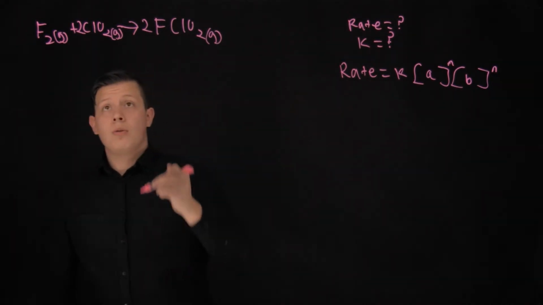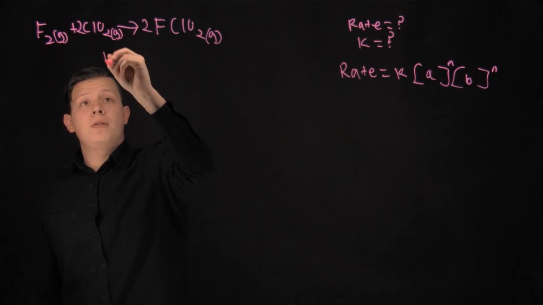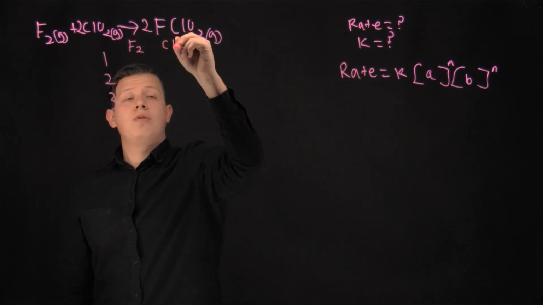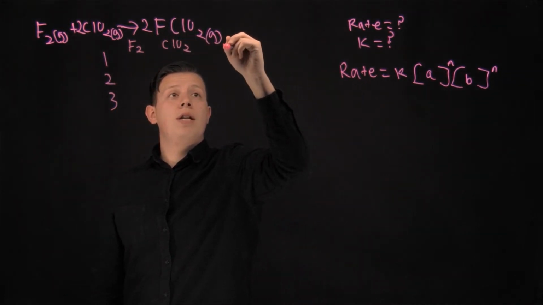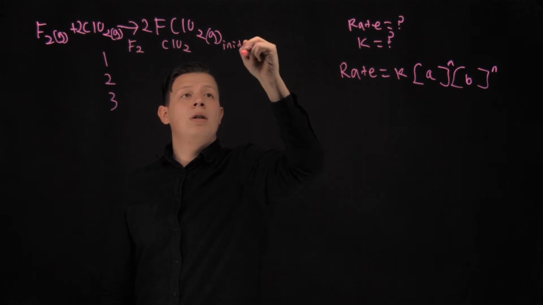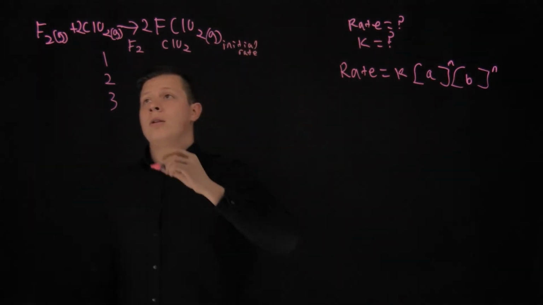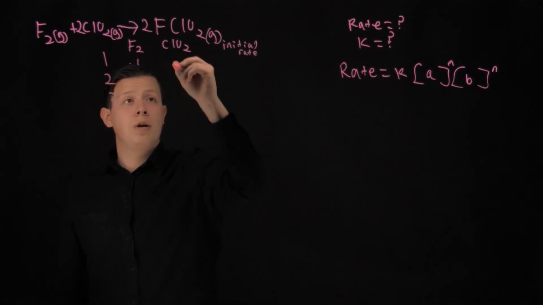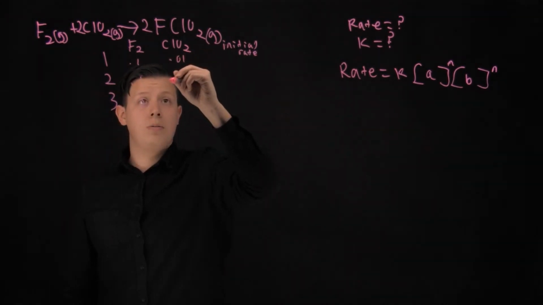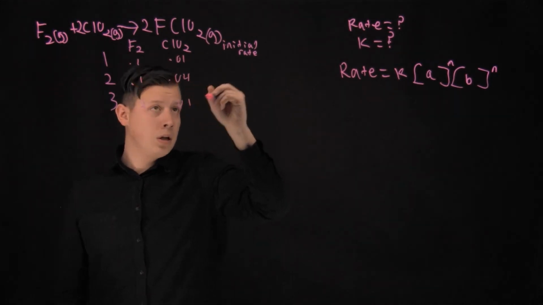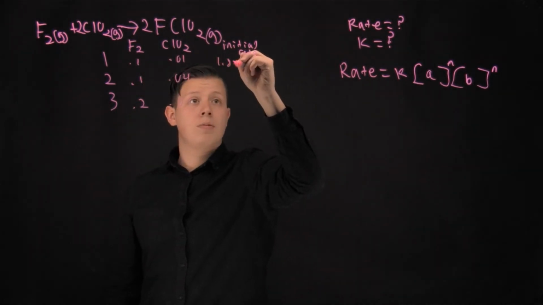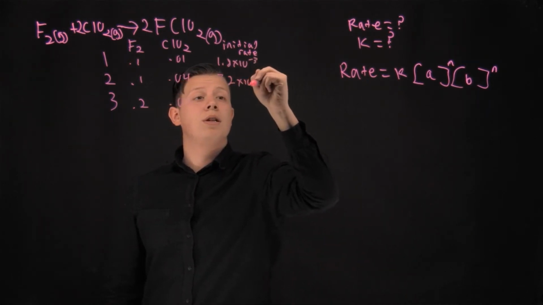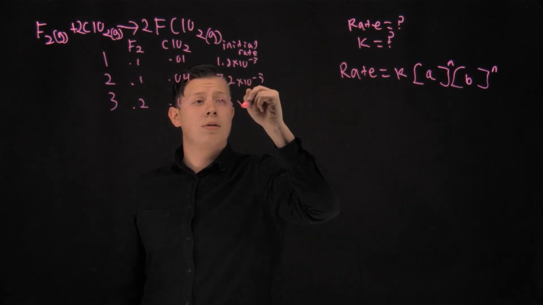Right? So now we also have 3 different experiments that we're using. And we have different concentrations for F2 and ClO2, as well as the initial rate of reaction. Right? So in this case we have 0.1, 0.1, 0.2 here, and then we start off with 0.01, 0.04, 0.01 again. And we have 1.8 times 10 to the negative third, 7.2 times 10 to the negative third, and 3.6 times 10 to the negative third.